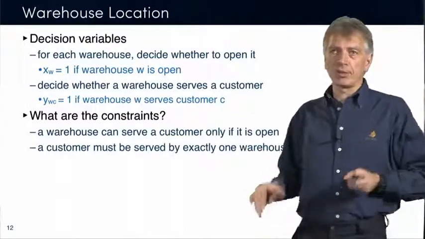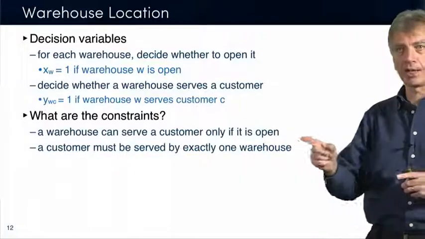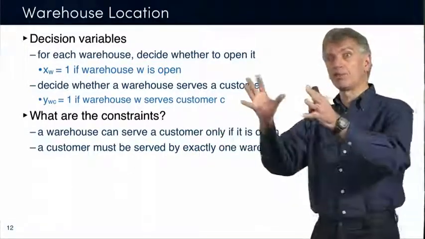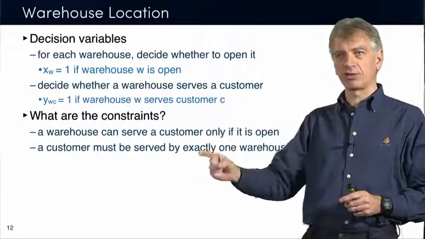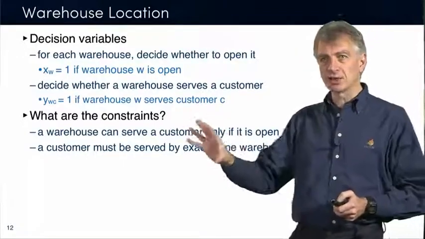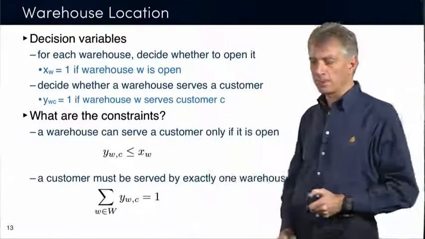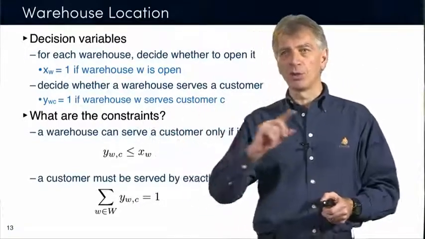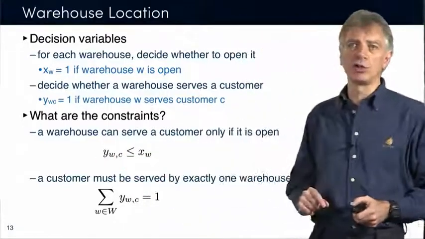And the second one is that we want to make sure that the customer is served by exactly one warehouse. We have to make sure that the customer is served, but it can only be served by one warehouse. So essentially that's the second type of constraints that we have to express. Now we have to express these constraints as linear constraints, and that's what this slide is showing you. The first constraint, telling you that a warehouse has to be open to serve a customer, is a simple inequality with the two types of variables.